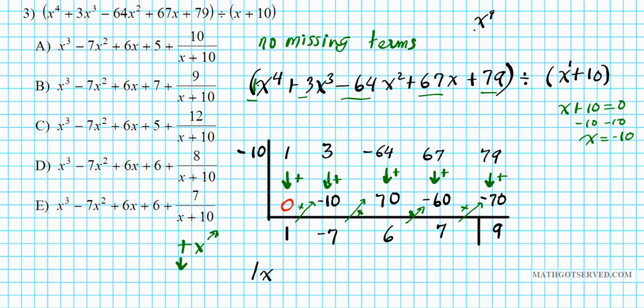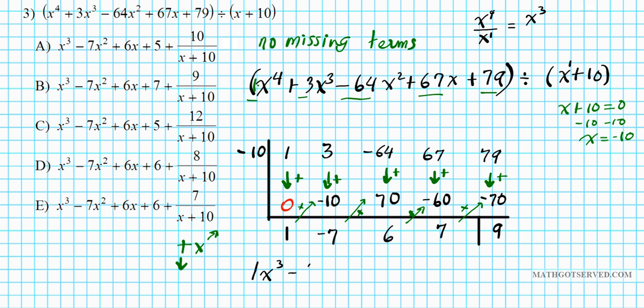X to the 4th divided by x to the 1st power becomes what? X to the 3rd. Okay, so all these degrees decrease by 1. So we're going to have 1x to the what? 3rd. And then you descend until you get to 0.